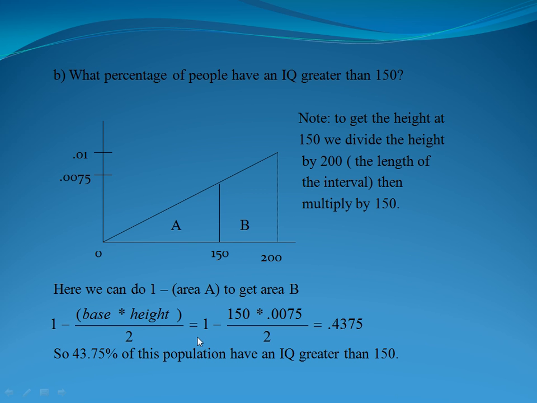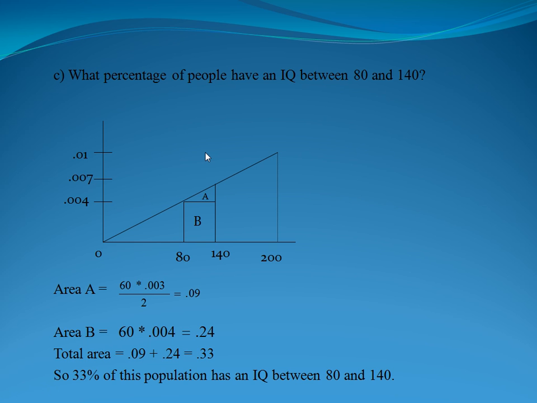When I put that all into the calculator, 1 minus 150 times 0.0075 divided by 2, that gives me 0.4375. So 43.75% of this population have an IQ greater than 150. Notice you could have also divided B into a triangle and a rectangle and calculated it that way. It'll give you the same answer.